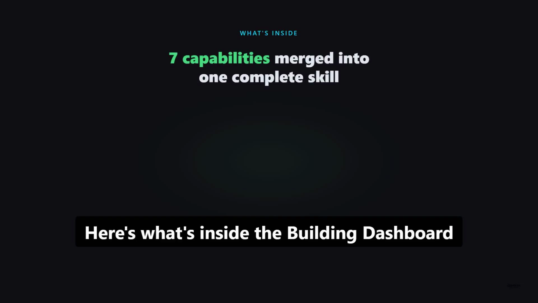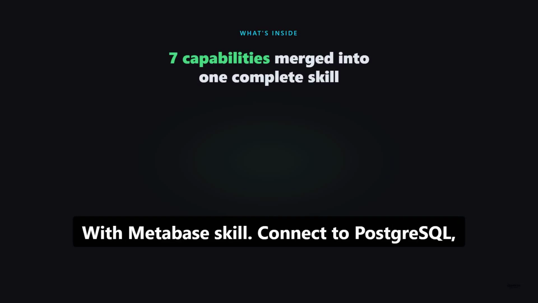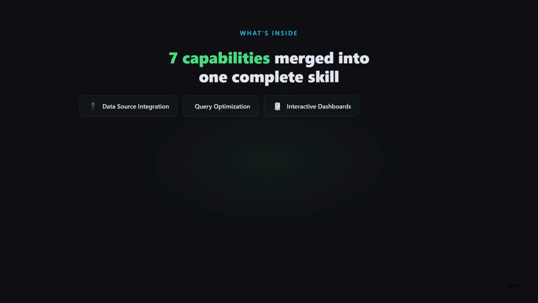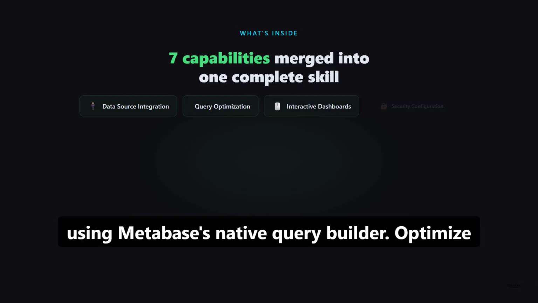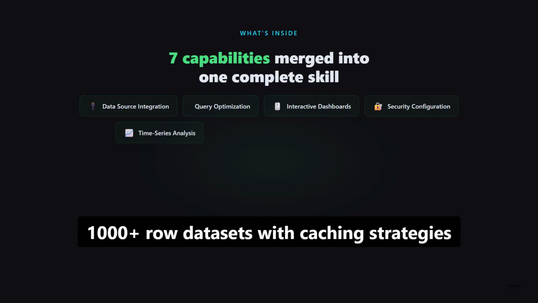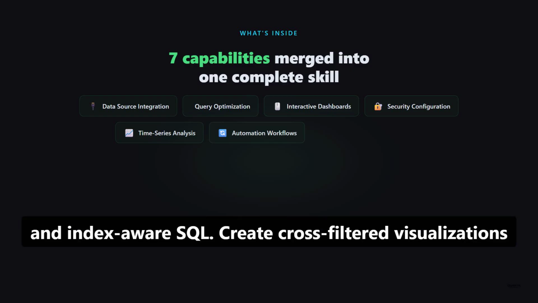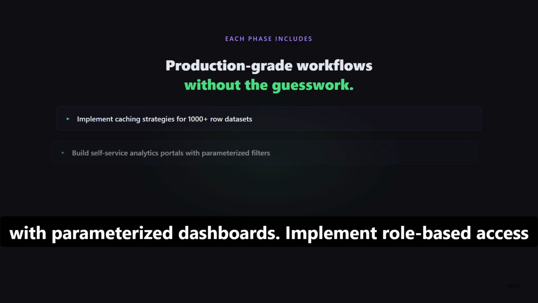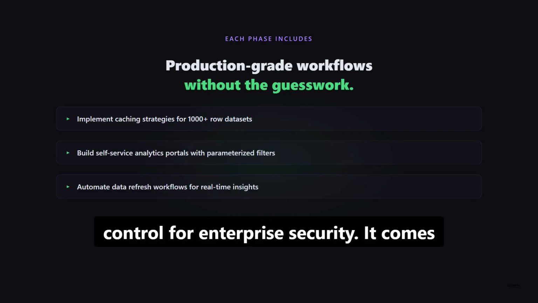Here's what's inside the Building Dashboard with Metabase skill. Connect to Postgres, REST APIs, and AWS S3 buckets using Metabase's native query builder. Optimize 1,000-plus row datasets with caching strategies and index-aware SQL. Create cross-filtered visualizations with parameterized dashboards. Implement role-based access control for enterprise security.